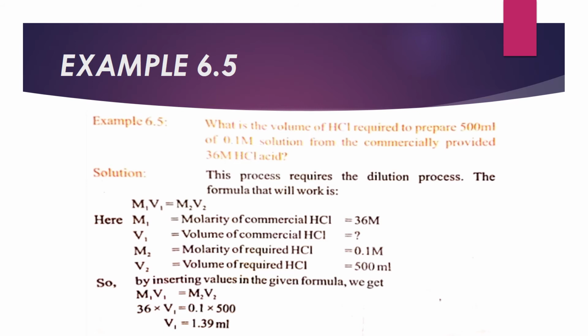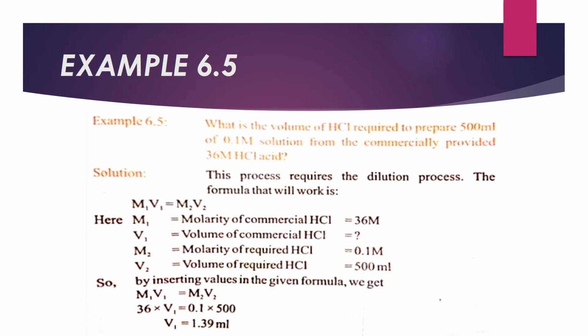And M2 is the molarity of required HCl, which is a 0.1 mole solution. We have to put it here. And V2 is the volume of required HCl. In total they require 500 milliliters of solution. So by inserting values in the given formula, we get M1 V1 = M2 V2.